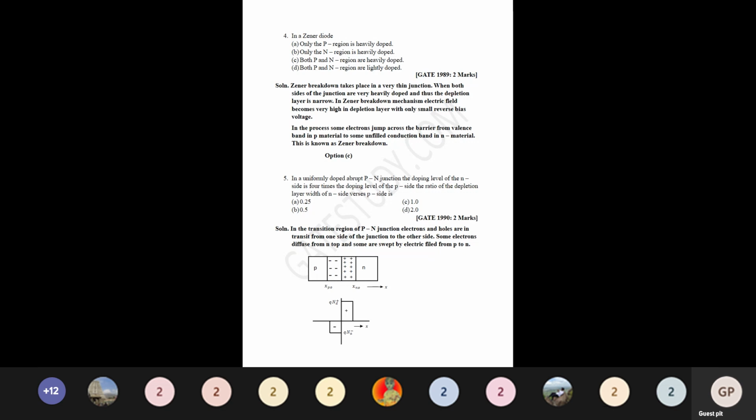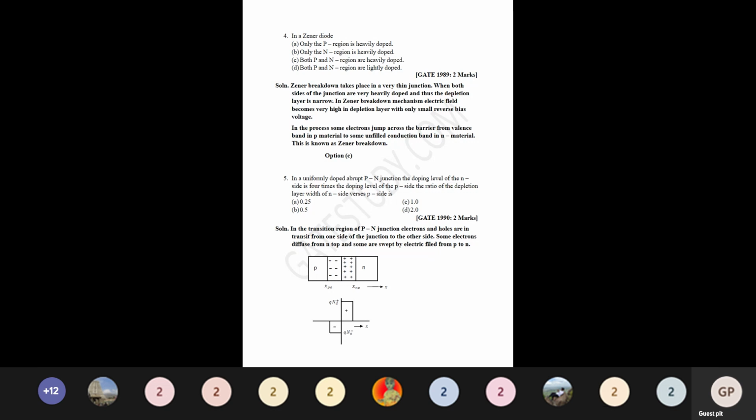In the process, some electrons jump across the barrier from the valence band in the P material to the unfilled conduction band in the N material. This is known as Zener breakdown. So obviously the option is both P and N regions are heavily doped.